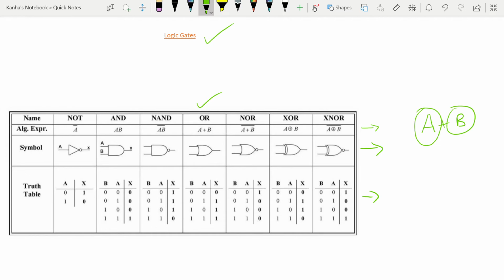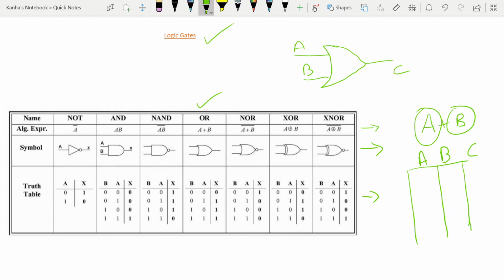So how do you make a truth table? You simply write the inputs, then you write the outputs. For example, I'm calling the inputs as A and B. This is my symbol. I have an input A, I have an input B, and I have an output C. So I quickly make a truth table. So what will the truth table have? It will have all the possible values of the inputs. So I have 0, 0, 0, 1, 1, 0 and 1, 1, because the only two digits available are 0 and 1.